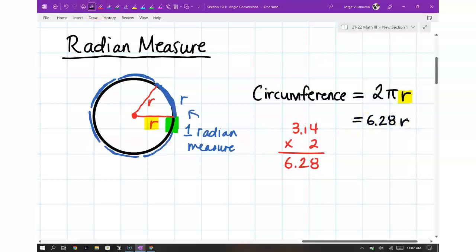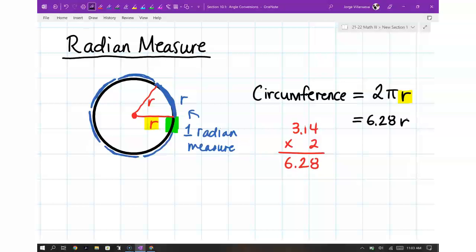In other words, it takes 6.28 radian measures to go all the way around a circle. It doesn't matter the size of the circle. The circle could be really small, it could be really large. It still takes 6.28 radian measures to go all the way around, no matter the size of the circle at all. The radius could be 1,000 meters long, or it can be 0.1 centimeters long. It'll always take 6.28 radian measures to go around. This is the definition of what a radian is.